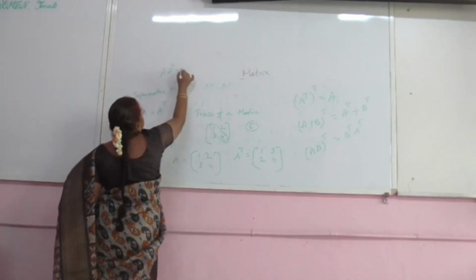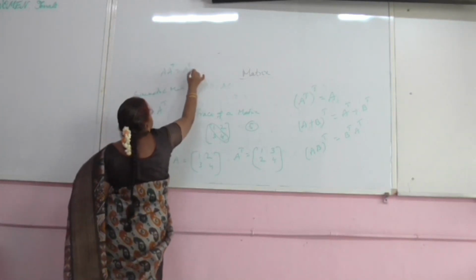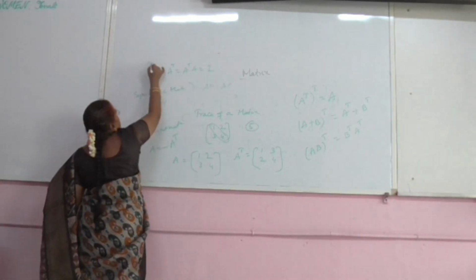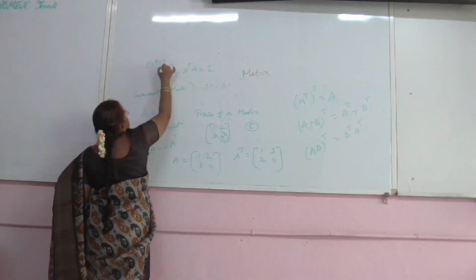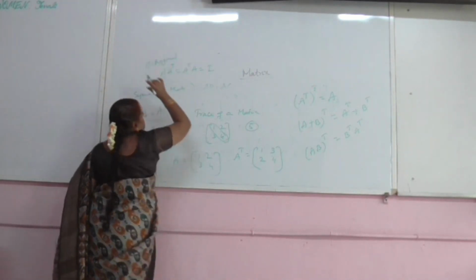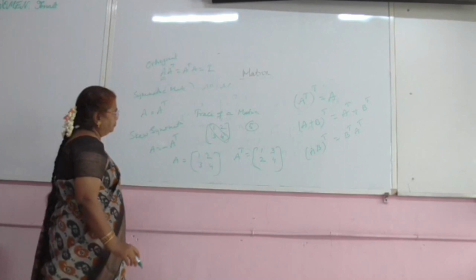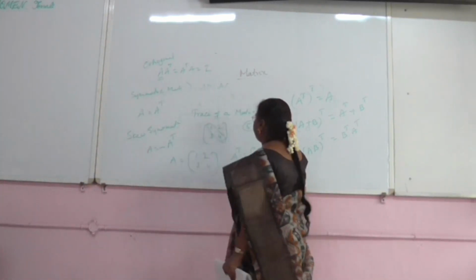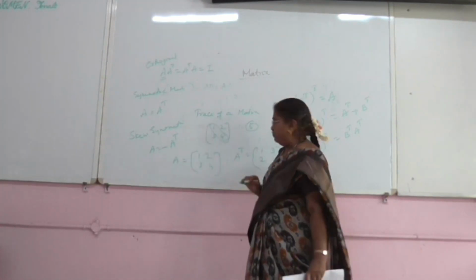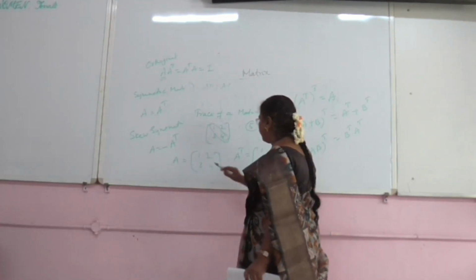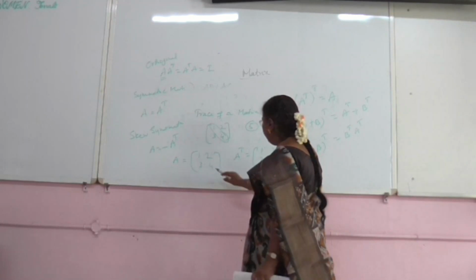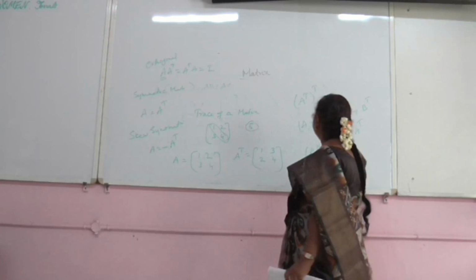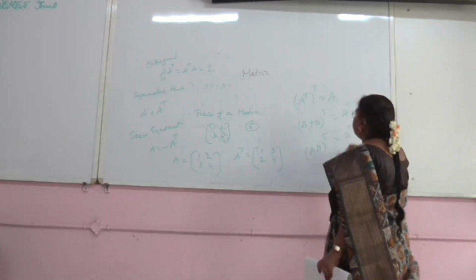If A transpose equal to A transpose into A equal to I, then this A is called orthogonal matrix. We will now discuss about trace of a matrix. Trace of a matrix means the sum of the diagonal elements. Transpose of the matrix is obtained by interchanging the rows and columns in a square matrix or any other matrix. And these are the properties of matrices.